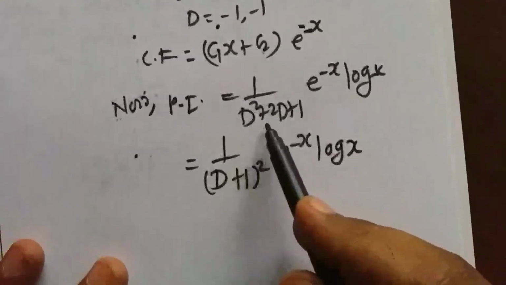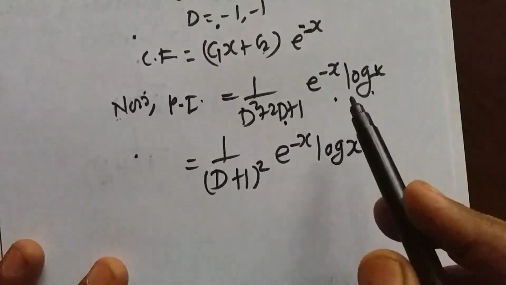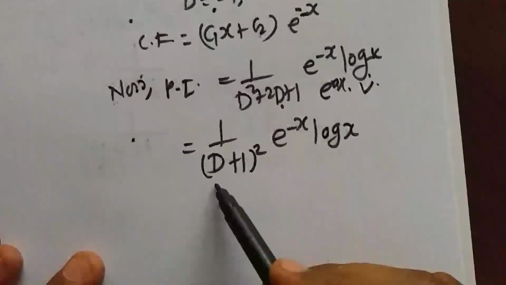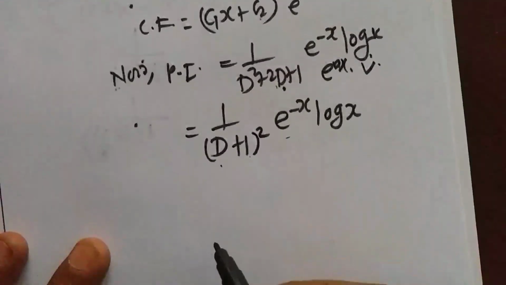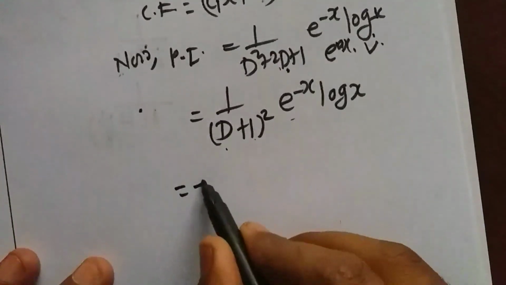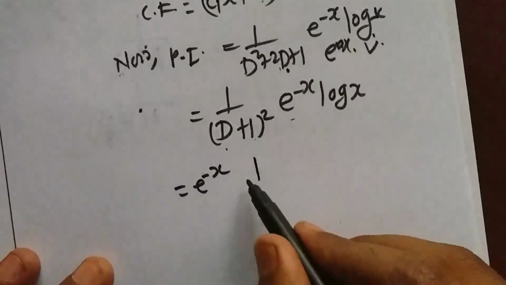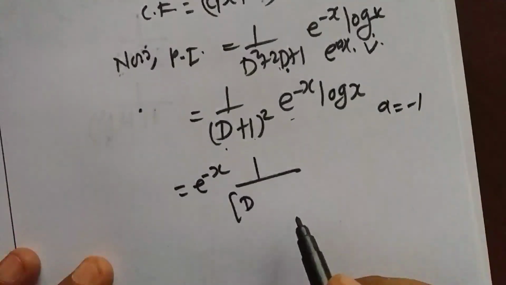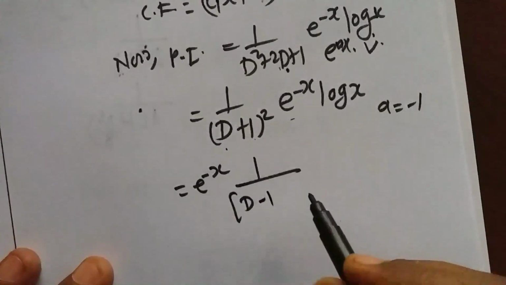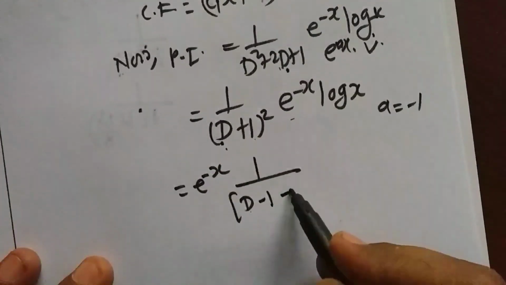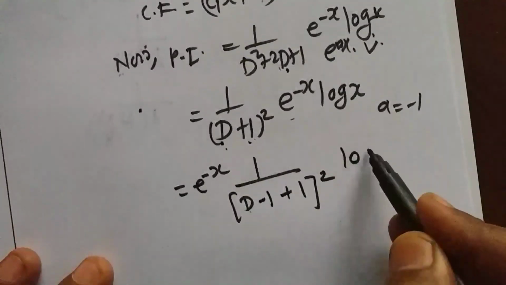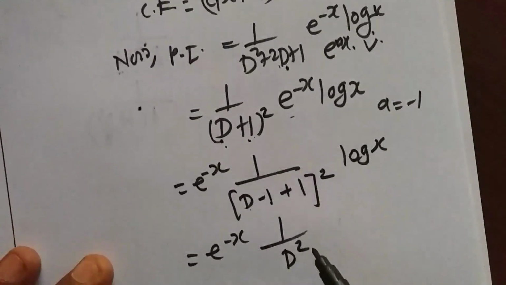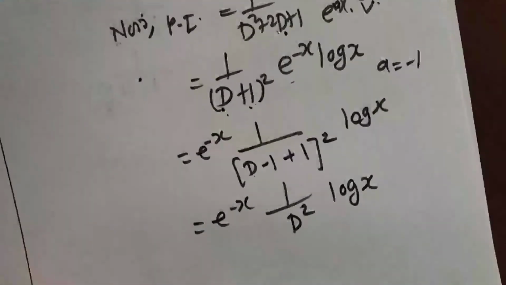So PI is 1 upon phi of d, I have written e raised to minus x into log x. So here again we have the situation e raised to ax into v. Before that I will write this as d plus 1 bracket square. That will help us for calculation. Now let us apply that method. So e raised to ax we take outside. We replace d by d plus a, where the value of a is minus 1, that is d minus 1. This plus 1 as it is, its square. Function v is log x. E raised to minus x. Plus 1 minus 1 will get cancelled. Here we'll have d square, and here we have function log x.